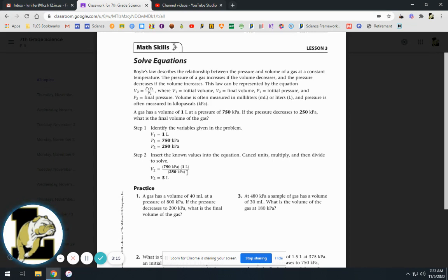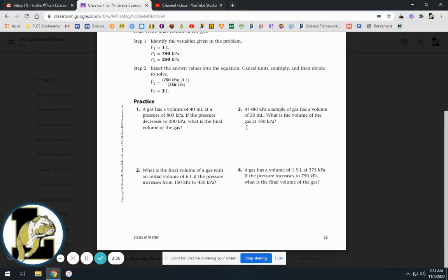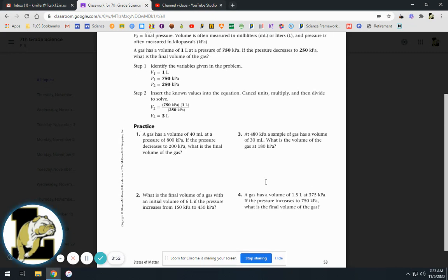Plug and chug, as your math teachers probably say, and solve for the variable that you do not know. So volume 2 right here is what you do not know. So you're going to plug in for pressure 1, volume 1, and pressure 2. Complete the math, multiply those top, divide the bottom, and it's going to give you volume 2. Each of these is going to be giving you different variables. Again, you just need to plug in for the ones that you know, and solve for the one that you do not know or are not given. If you have questions on that, please email me because this is the first time that we are going to be completing and using this formula.